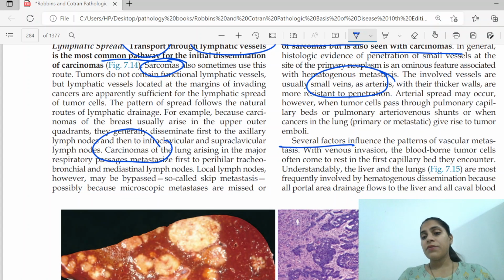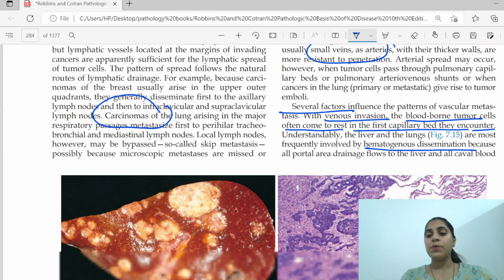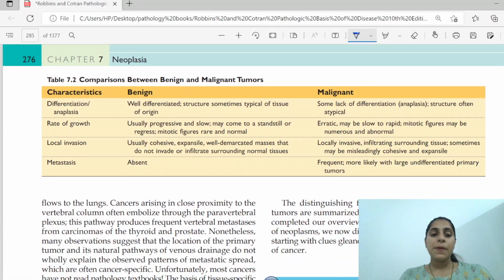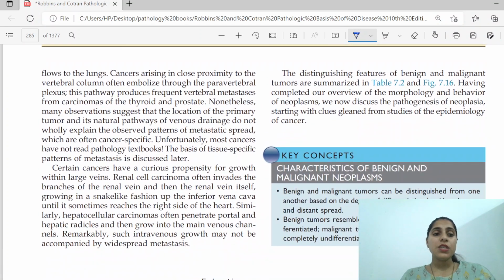Then several factors will affect the pattern of vascular metastasis. With venous invasion, the blood-borne tumor cells often come to rest in the first capillary bed they encounter. Understandably, the liver and lungs are the most frequently involved by hematological spread because they are very highly supplied by blood. Cancers arising in close proximity to the vertebral column will usually embolize to the vertebral column via the paravertebral venous plexus.